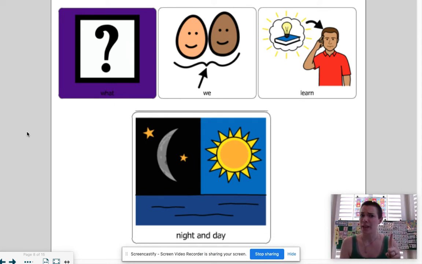Now, first, we have to ask, what are we learning? We're still learning about day and night. So remember, last time we were together, we were learning all about how during the daytime, out comes the sun, and then at night, out comes the moon. So we still have a lot of sign language to learn today.